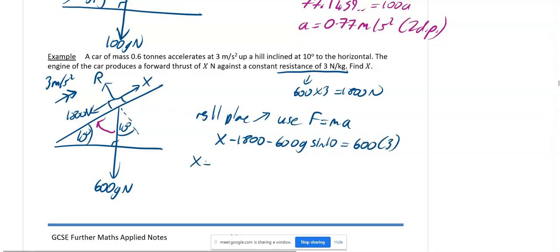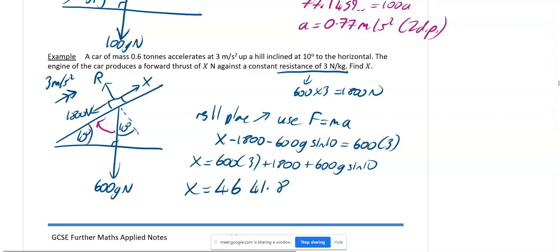So that means x is equal to, I'm just going to fire this thing and this thing across to the other side. So x is going to be equal to, and I'm just going to show all my things, 600 times 3, which is your 1800, and then plus your 600g times sine 10. And do that all in one go in your calculator for a big finish today, folks. So 600 times 3 plus 600 times 10 times sine of 10. And there I've actually got an answer right today, which is great. 4641.89 newtons to 2 decimal places.